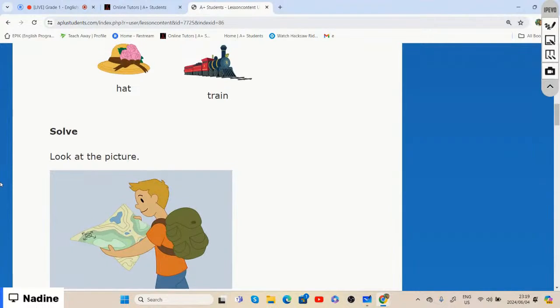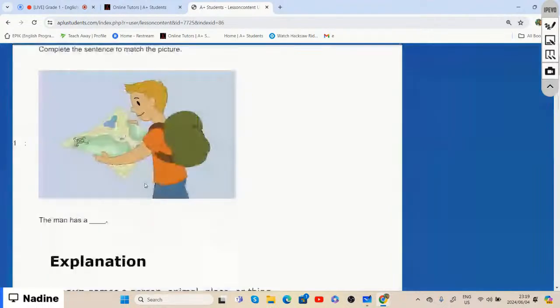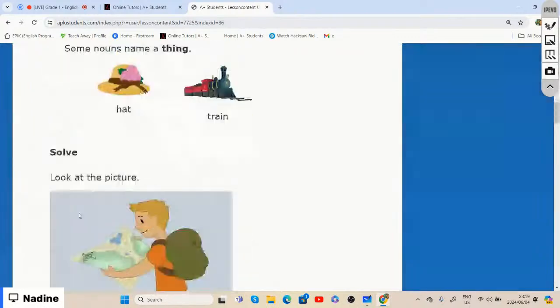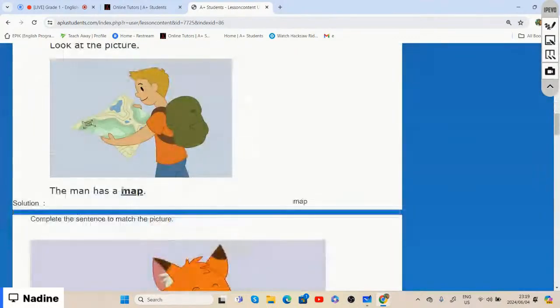So we looked at the picture, right? And we completed the sentence to match the picture. And we say that the man has a map, right? And a map is basically a page that shows us directions or gives us directions, right? Especially if we want to find our way.